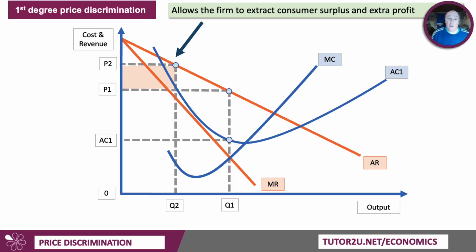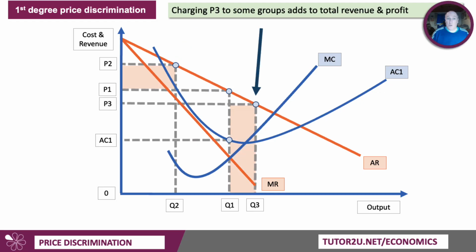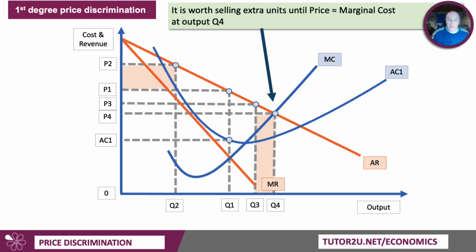And you could go beyond P1. So for example, there might be some people willing to pay only P3. Now ordinarily if you charge P2 they wouldn't be in the market. But at P3, can you see there that the price is still above the cost of supply? So you're making a marginal profit, and of course you're adding to revenue if you squeeze some extra consumers in, selling those extra units at a slightly lower price. Again, you're adding to revenue and adding to profit. It's worth selling the extra units up to output Q4, where the price equals the marginal cost of supply.